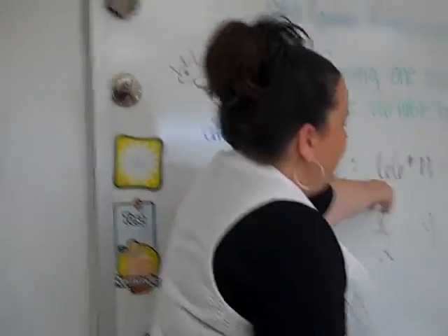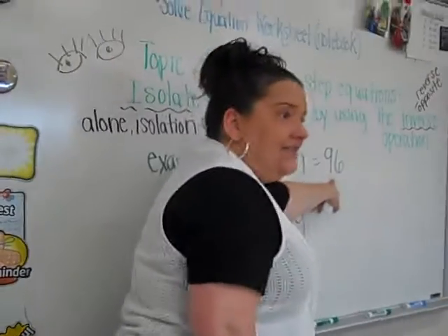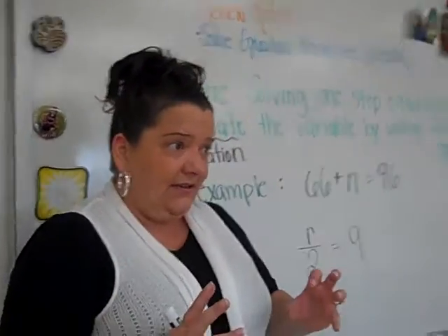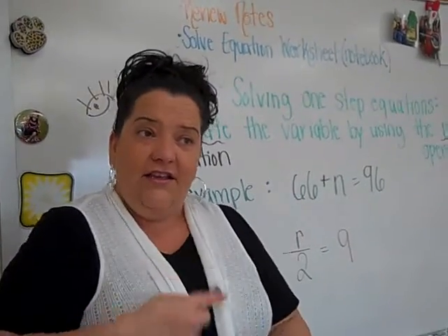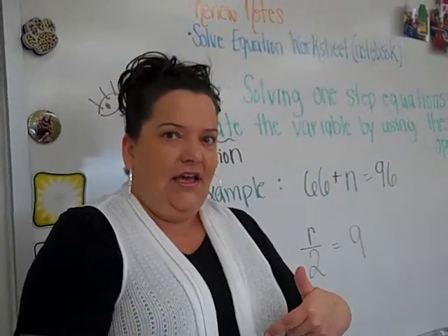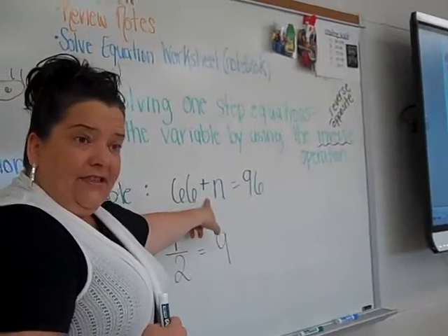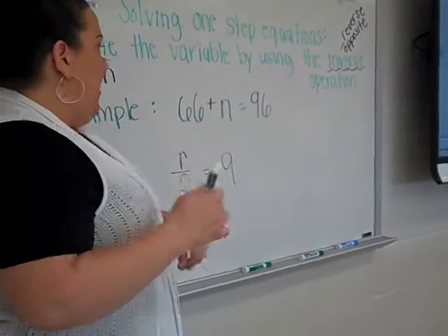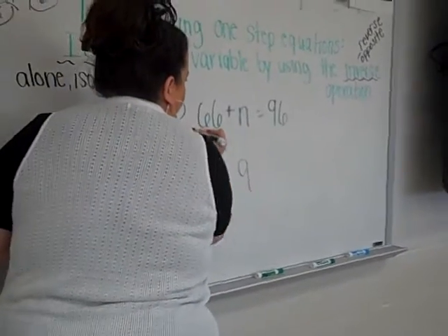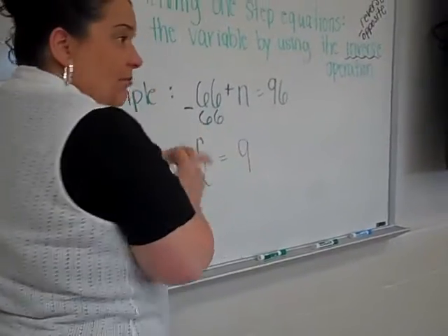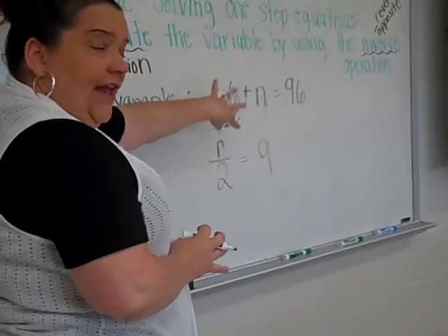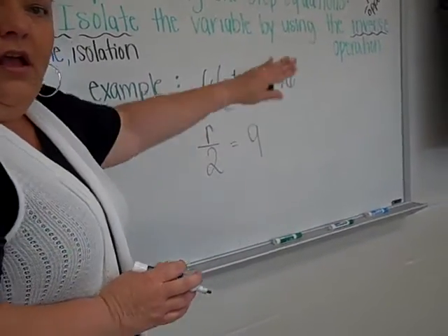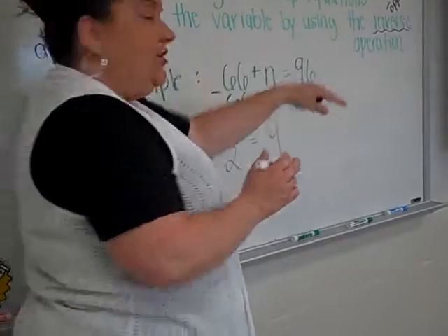So here we have 66 plus n equals 96. And we're trying to get that n by itself. We're trying to isolate it. So how we're going to do that is use the inverse operation that we see in the equation. What operation is this? Addition. So what's the opposite of addition? Subtraction. Okay. So we're going to subtract 66, because remember we're trying to get rid of that integer so that we have the variable by itself in isolation. What we do to this side of the equal sign, we do to the other.